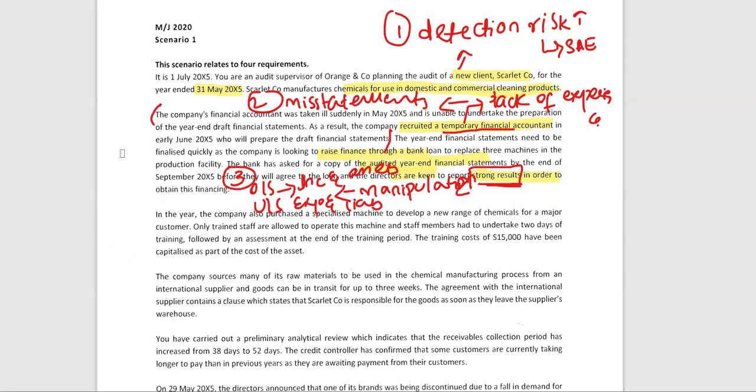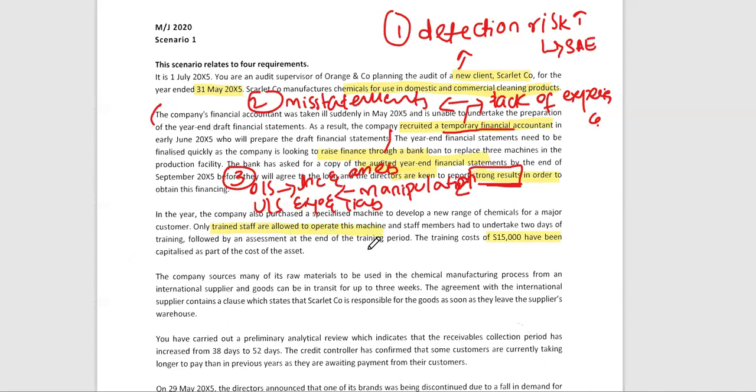Let's read the next paragraph. In the year, the company also purchased a specialized machine to develop a new range of chemicals for a major customer. Only trained staff are allowed to operate this machine, and staff members had to undertake 2 days of training, followed by an assessment at the end of the training period. The training cost of 15,000 has been capitalized as a part of the cost of the asset.